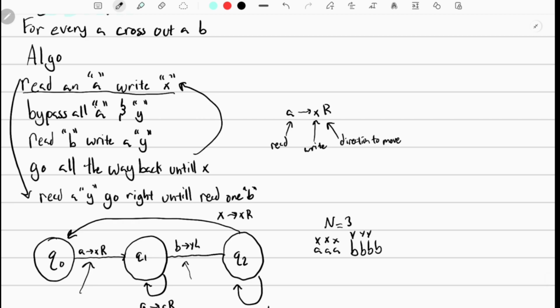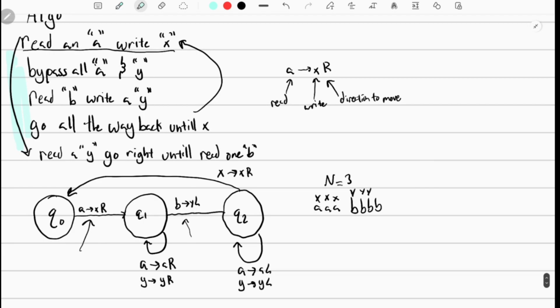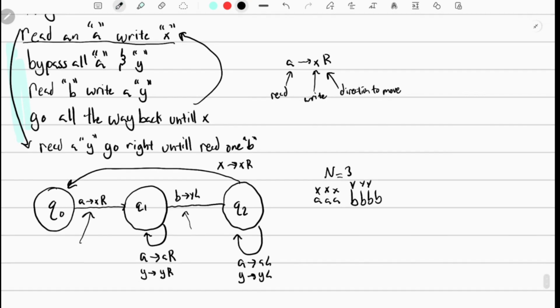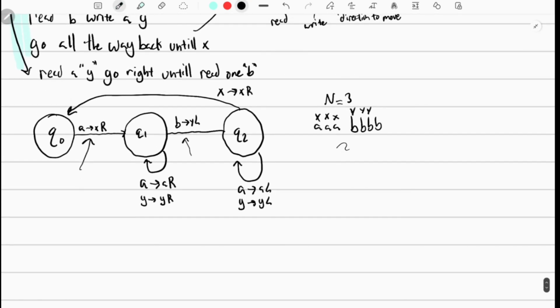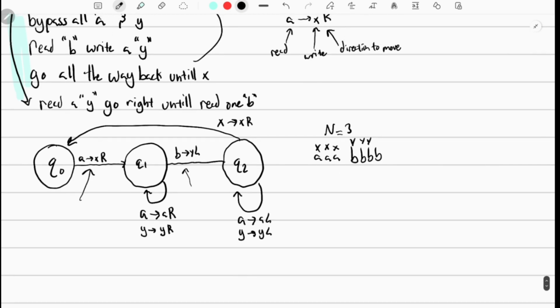Let's see if I can highlight. Oops, not a highlighter. That's where this comes in. So we pretty much match one to one. Now we just have to do the end condition. So we're sitting where we are right now. Read an X, write an X, move to the right. We're sitting right here.